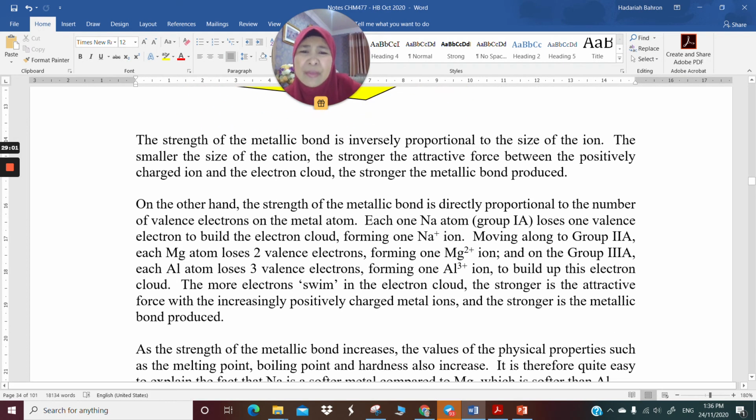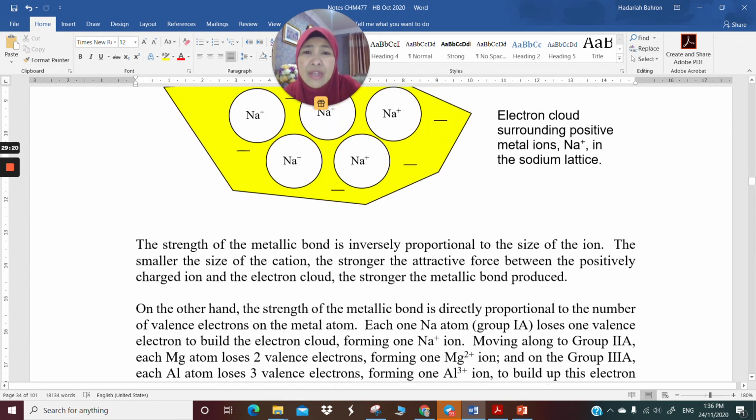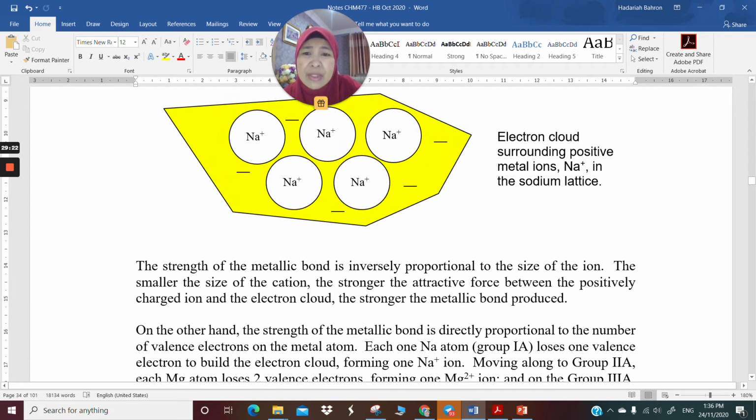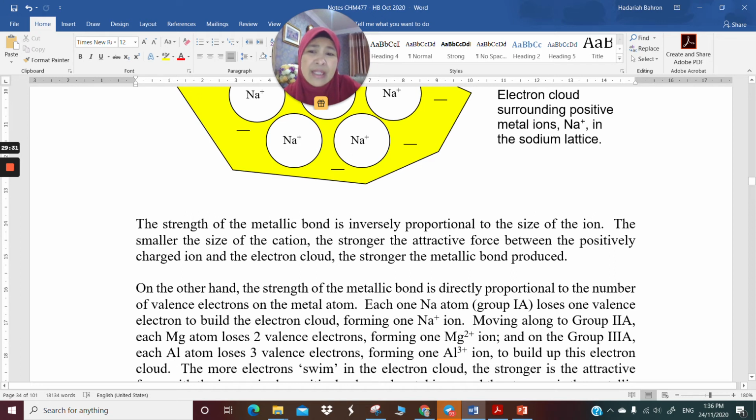Now, the strength of the metallic bond is inversely proportional to the size of the ion. The smaller the size of the cation, the stronger the attractive force between the positively charged ions and the electron cloud. That means the stronger the metallic bond. So if you have a very strong attraction between this negative electron sea and these positively charged cations, then you're going to have a strong metallic bond.